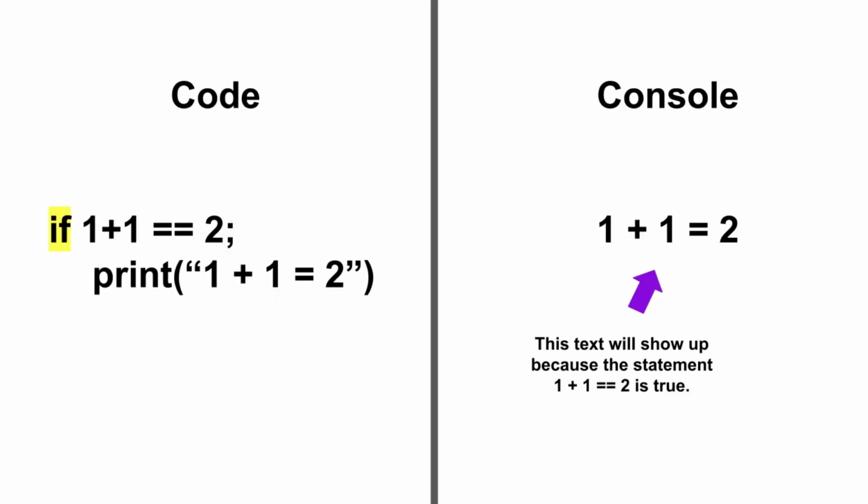Here, I have a simple code involving an if statement. We will check if 1 plus 1 is 2. If it is true, we will print a text. Since 1 plus 1 is 2, the argument is true. So, the print function should be executed, and we should see our text on the console.